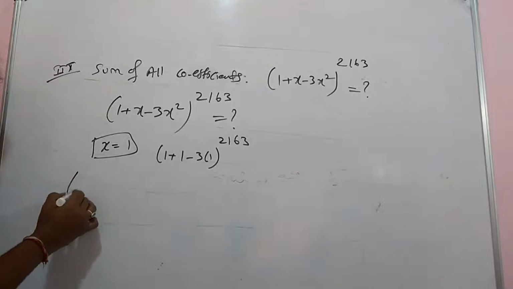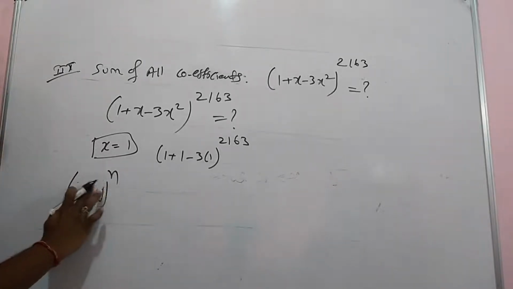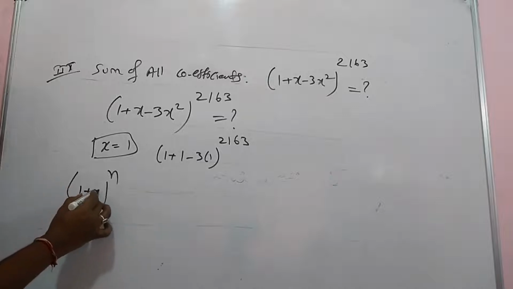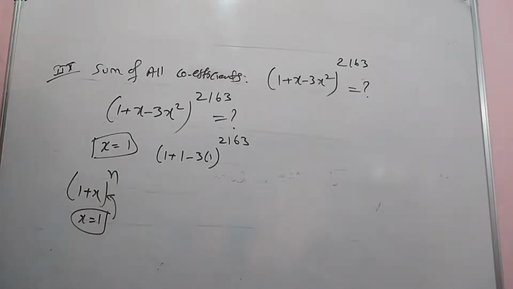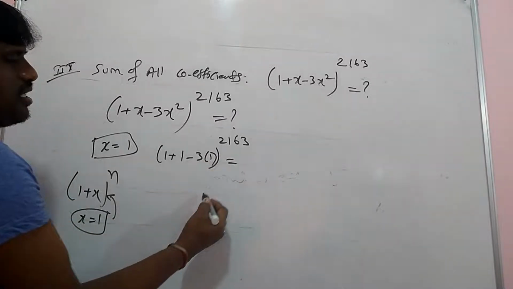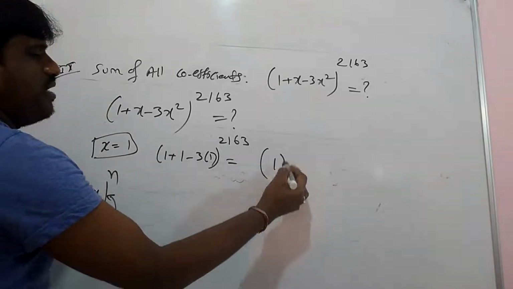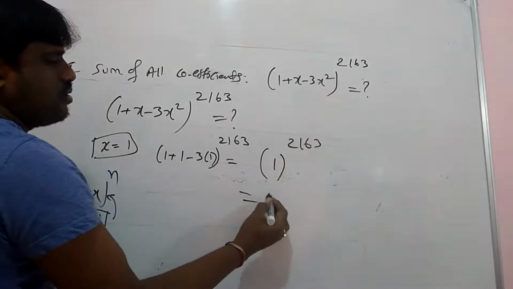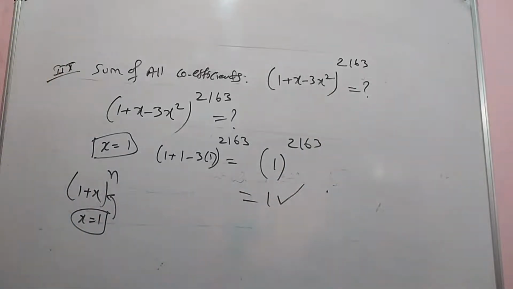Just now, before, I told you how to find the sum of the coefficients. When you have 1 plus x, I told you to put x is equal to 1 in the above, then you get the sum of the coefficients. Same thing you do here. So it's a shortcut method. So what I get here, this is 2 minus 3, that is 1, 1 raised to the power 2163. So the answer is 1. Sum of all coefficients is 1.